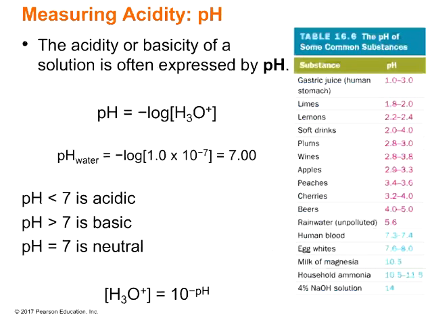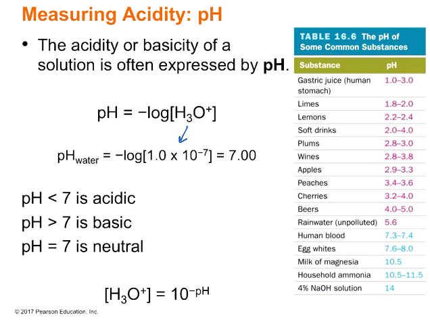So now, one way that we can measure acidity in a solution is by using something called pH. pH is equal to the negative log of the concentration of hydronium ions. So let's say that we have just a pure sample of water. And we already saw that the concentration of hydronium ions in water is 1 times 10 to the negative 7th moles per liter. So if we calculate the pH using that concentration, we end up with a value of 7.